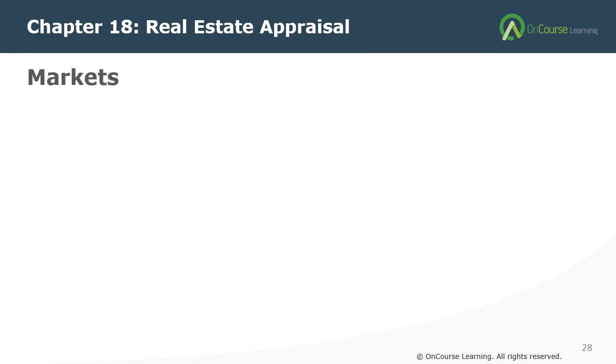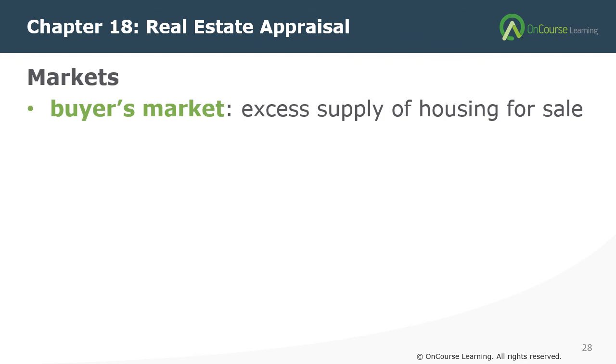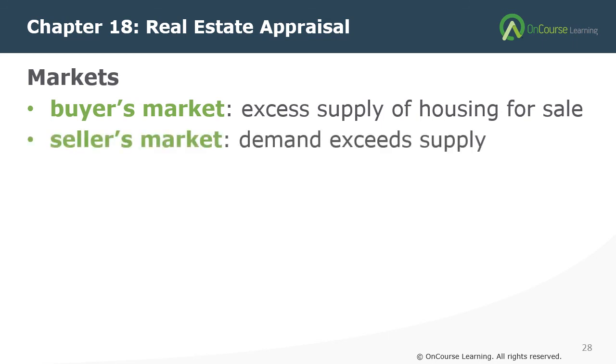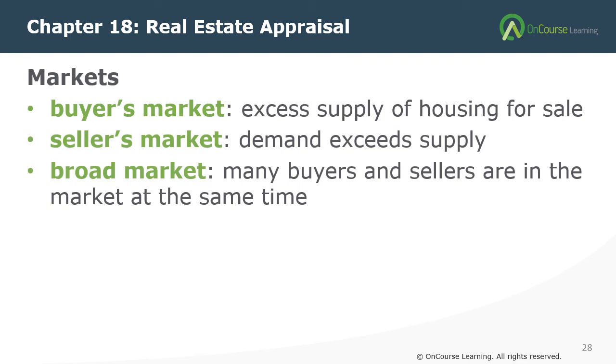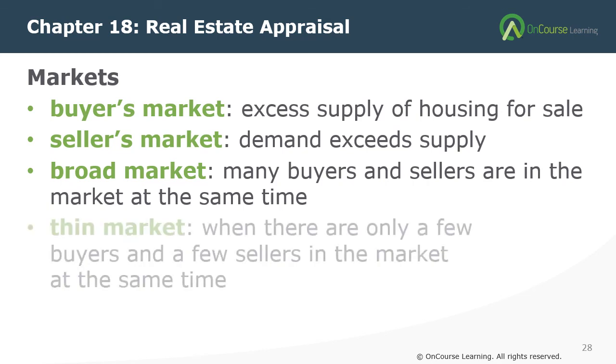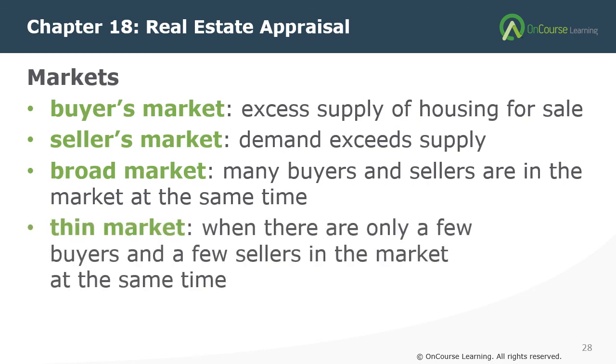When it comes to the real estate markets, a buyer's market is when there's an excess supply of real estate for sale and prices are low. A seller's market is when demand exceeds supply and prices are high. A broad market is when many buyers and sellers are in the market at the same time, and a thin market would be when there are only a few buyers and sellers at the same time.